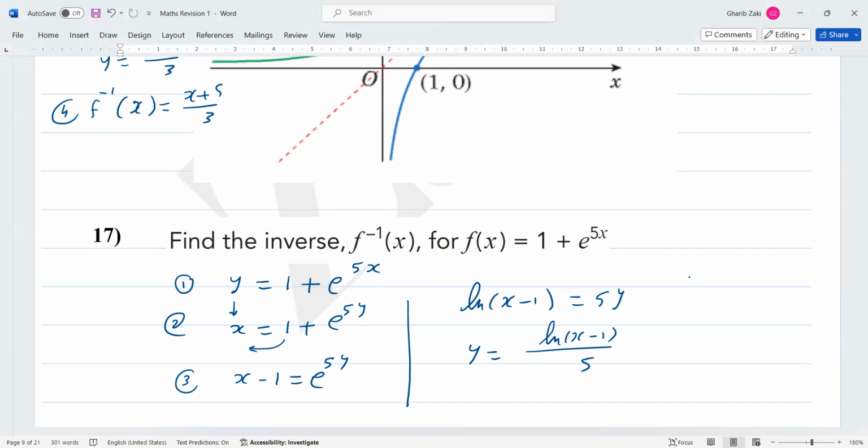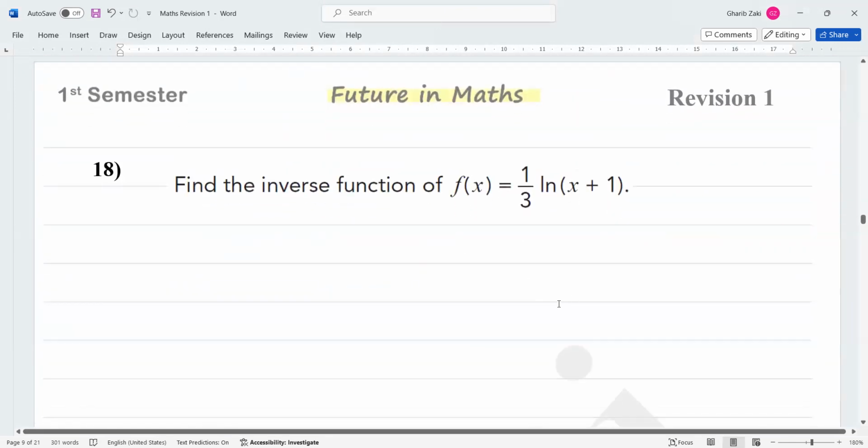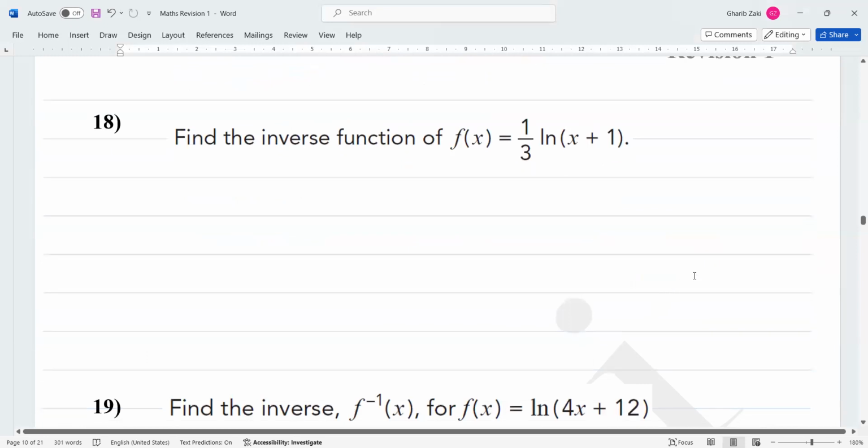Y is the inverse. So f inverse of x equals ln(x minus 1) over 5. So this is the inverse. Okay? Next, try to solve this piece. Find the inverse function.